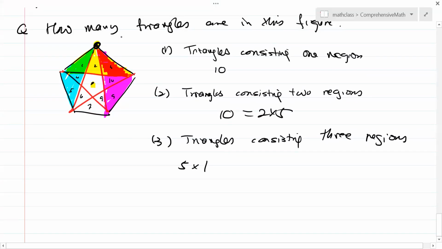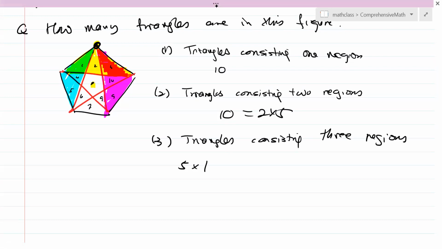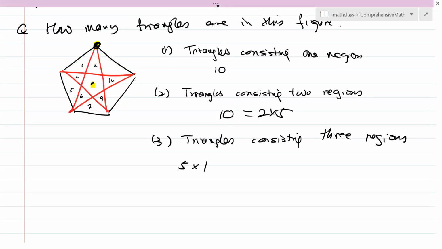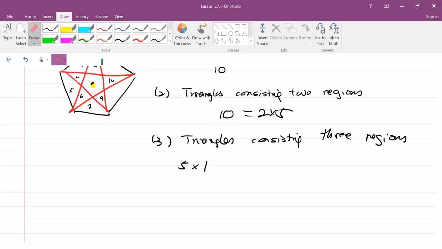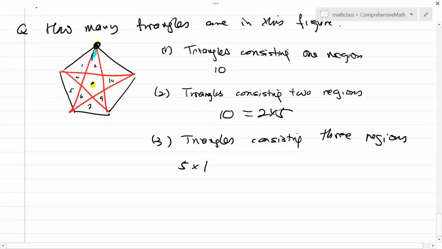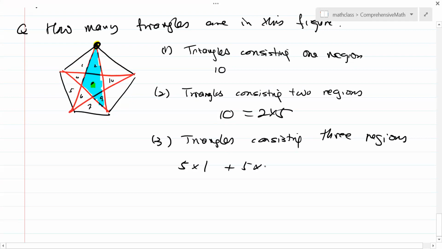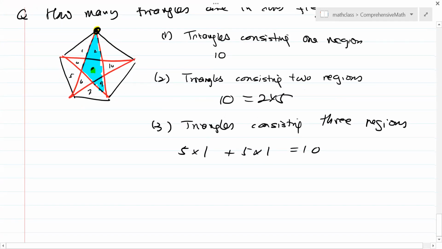Total, you have 10, okay? So those in the middle. Sorry for that. Those in the middle, I'm going to erase that. So you find out that they are already counted. So 1, 2, 3. Now this is not counted. 1, 2, 3. So you go around and you get 5 already. So plus 5 times 1. So total is 10.